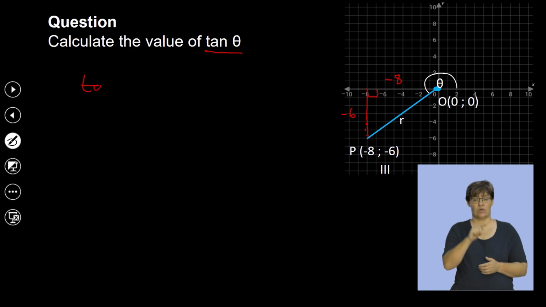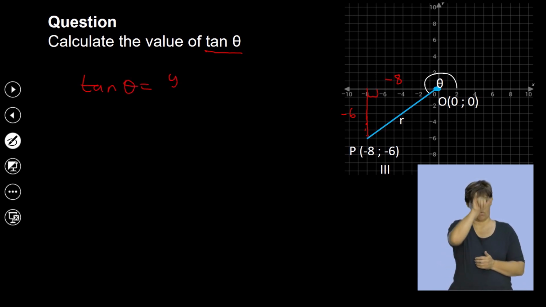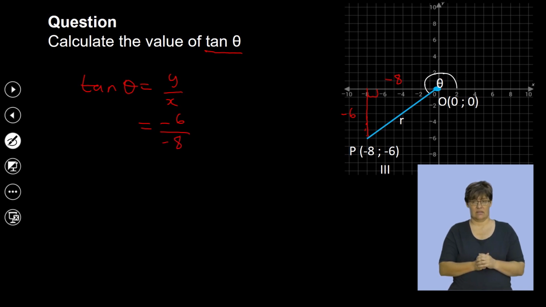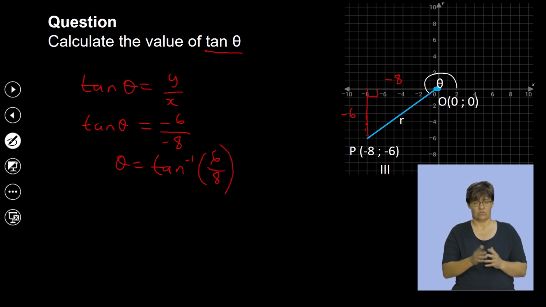So tan theta is equal to, remember we said it's y over x, which is -6 over -8, and this is still my tan of theta. Then theta will be the second function of tan of 6 over 8. And then you can press your calculator there to find what the answer is.